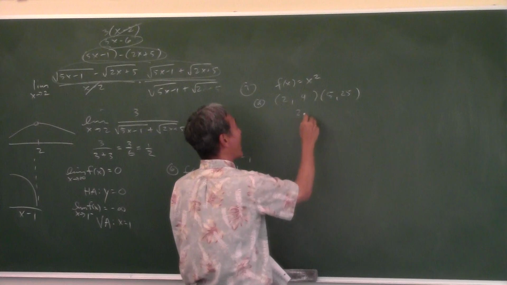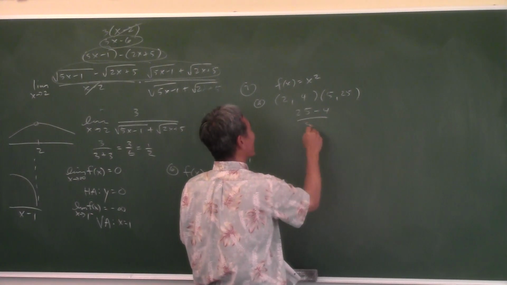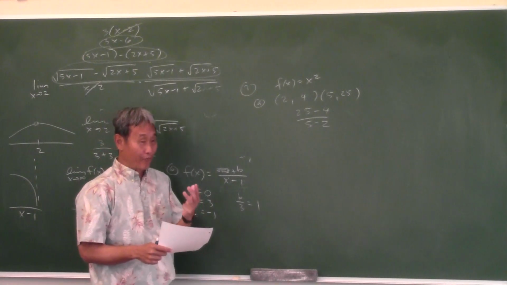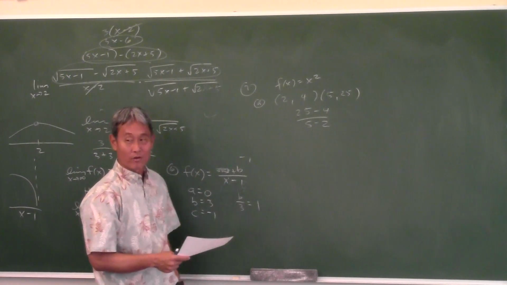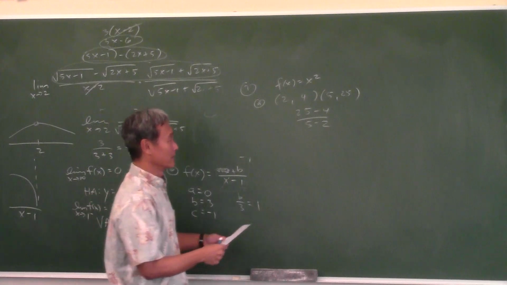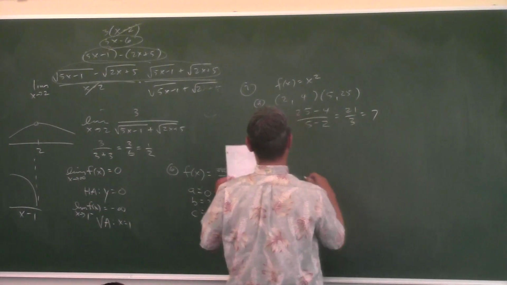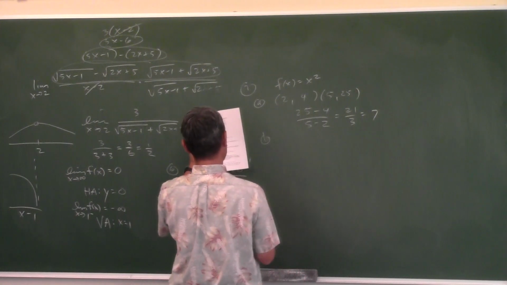And please, go y minus y over x minus x. No, you're not the only one. There are like 3 people that went x minus x over y minus y. 21 over 3, 7. B, find the instantaneous rate.